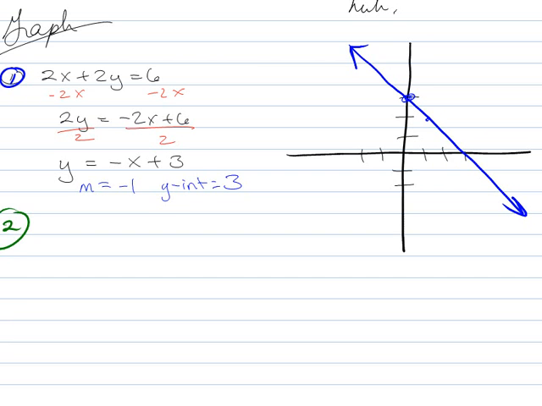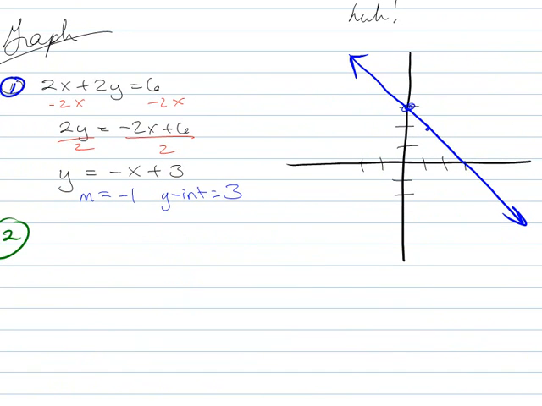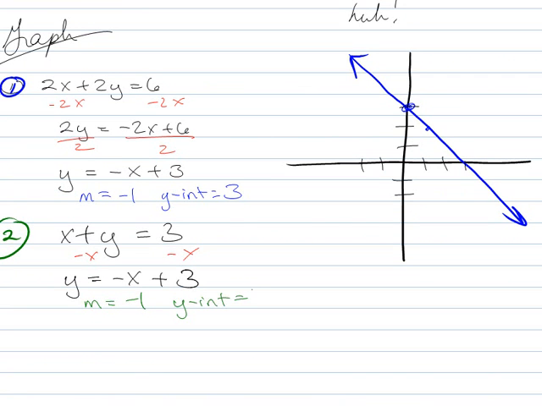The second line was x plus y equals 3. So again, moving into slope-intercept form, I've got y equals negative x plus 3. So my slope is, oh, guess what happened? What's the deal going on between these two lines? Or even look at the actual equations themselves. What's the deal? These are the same line, right?